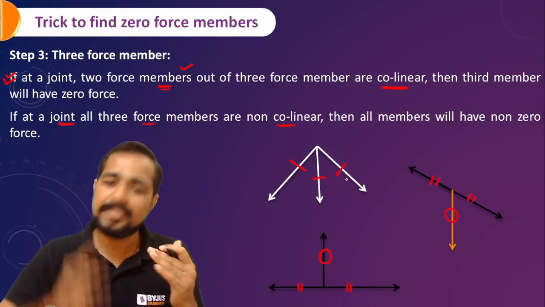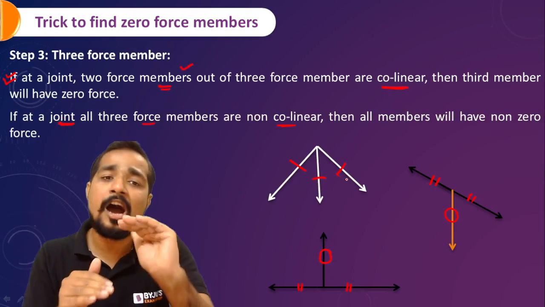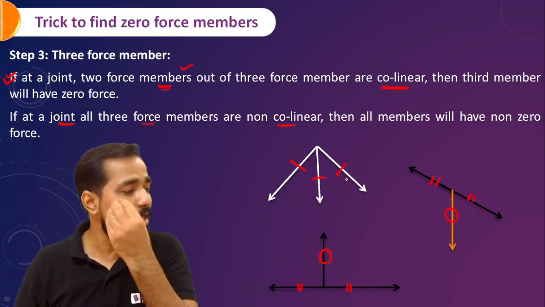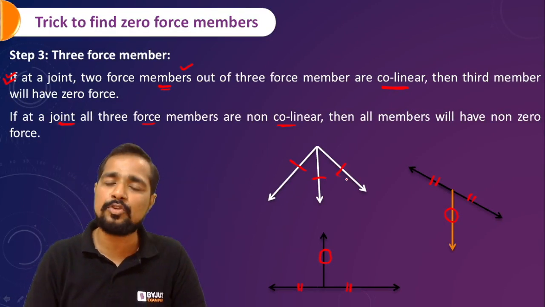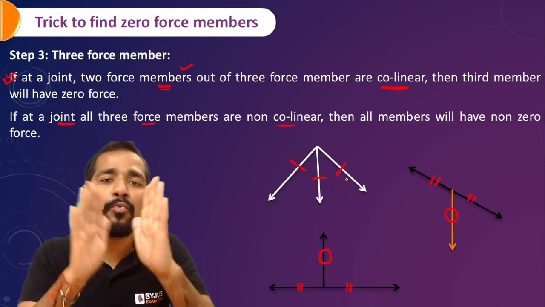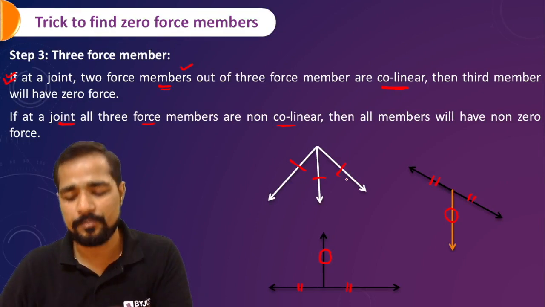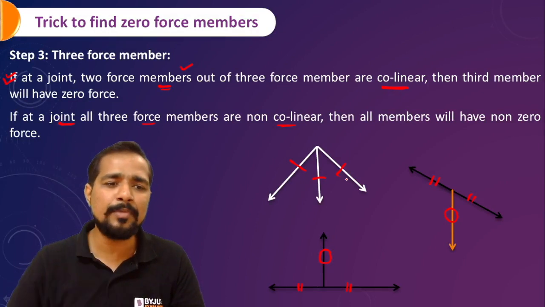After that, three force members are acting on the body. This point is checked. After that, you will go for the fourth and last step. If more than three force members are acting at any joint, then most probably the force on all the force members will be non-zero. Okay, and when the problem is given, then definitely you will get the idea.